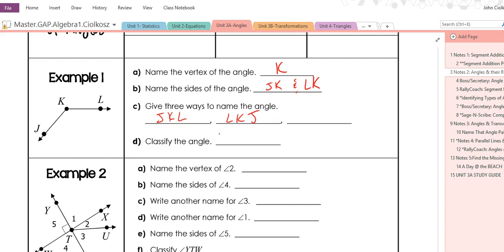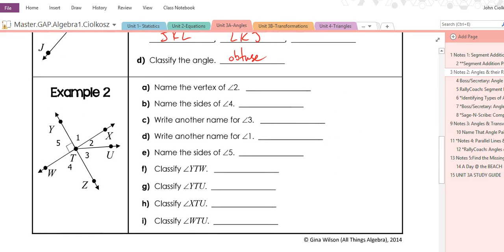Okay, so classifying the angle, this looks definitely bigger than 90, so this one's going to be obtuse. Alright, moving on to example 2. Name the vertex of angle 2. Angle 2 is here, so the vertex would be that point, T. And the sides of angle 4, well, that's looking here. So the sides of this angle would be WT and ZT.